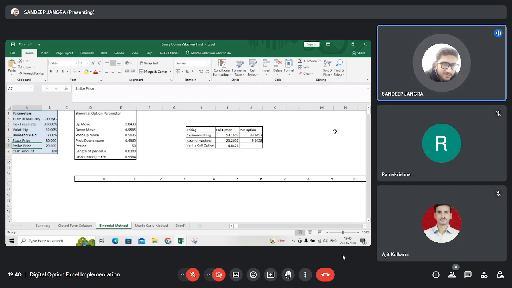Next, for validation, we will provide all the methods' results in a summary, so that you can see what the actual differences in value are. We will also see this later. So this is the option value by the binomial options methods.